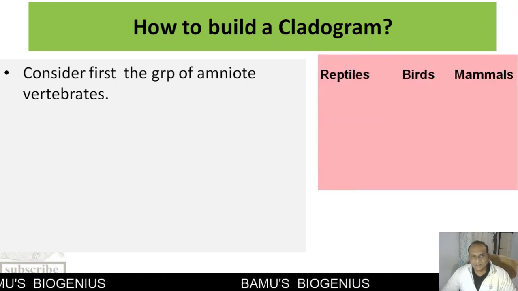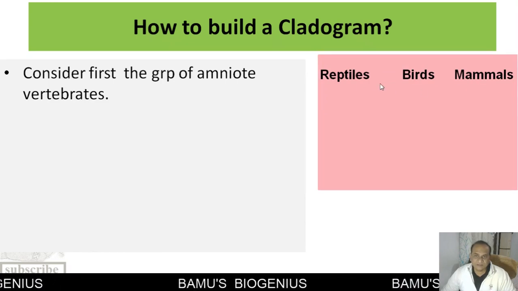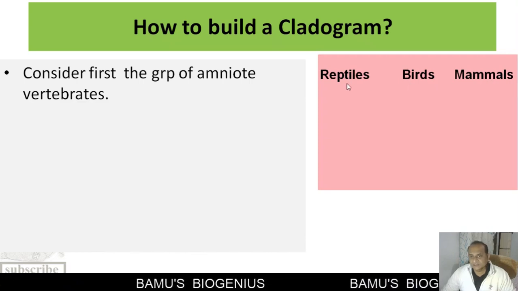Now, what do you mean by amniote? Amniote means a kind of cavity which is present around the fetus in all these groups. That is in case of reptiles, birds, and mammals.